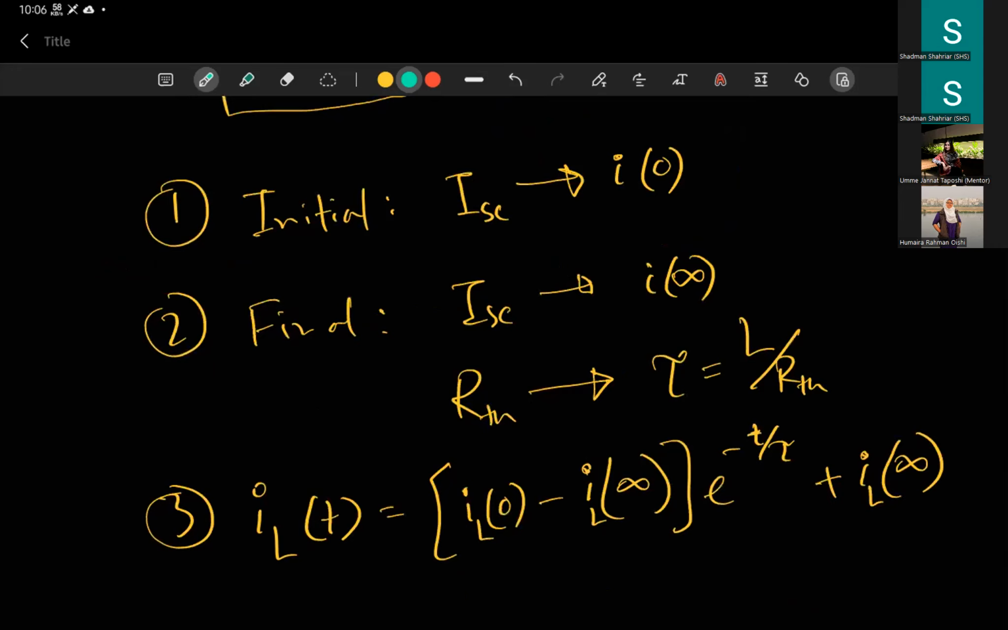Okay, so you have your circuit here. Okay, this is your switch. Say this is your inductor.